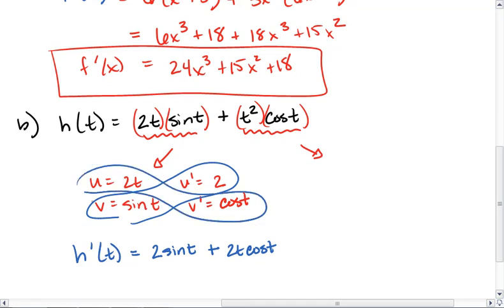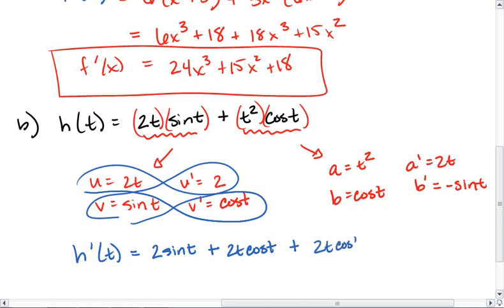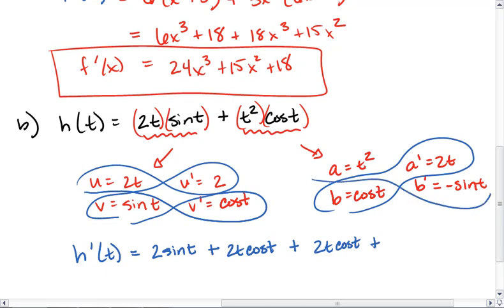Now let's deal with the t squared cosine t. Again, I break this up and find the derivative of both. So I find that the second term of h prime of t will be 2t cosine t plus negative, so we'll just make this a minus t squared sine t.